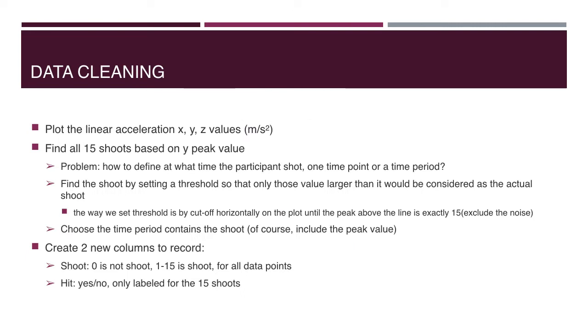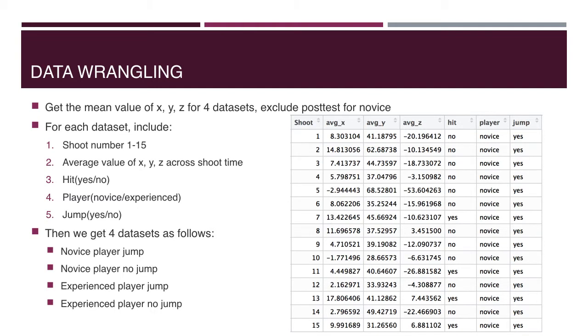A very important part of our whole process is data cleaning. For the data cleaning, we plot the linear acceleration x, y, z values. We find all 15 shots based on the y peak value. You can see we found a problem and what we are concerned about. Next, we create two new columns to record shoot and hit, and then we do the data wrangling based on that.